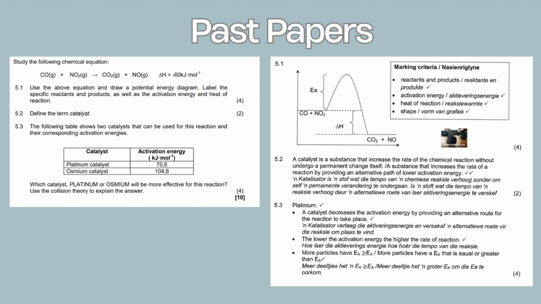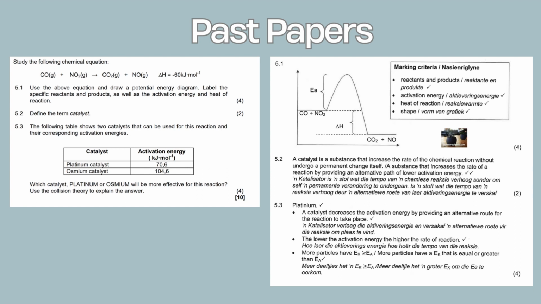Define the term catalyst. This is something that you also have to learn from the guidelines, but you can read it on the side if you want to. The following table shows two catalysts that can be used for this reaction and their corresponding activation energies. Which catalyst, platinum or osmium, will be more effective for this reaction? Use the collision theory to explain the answer.